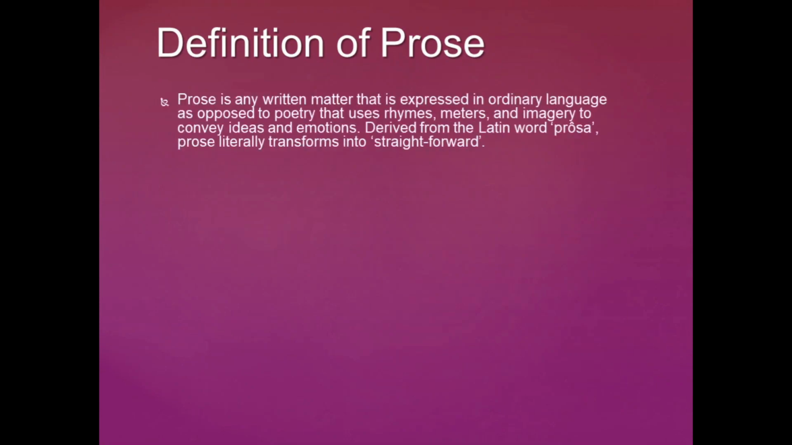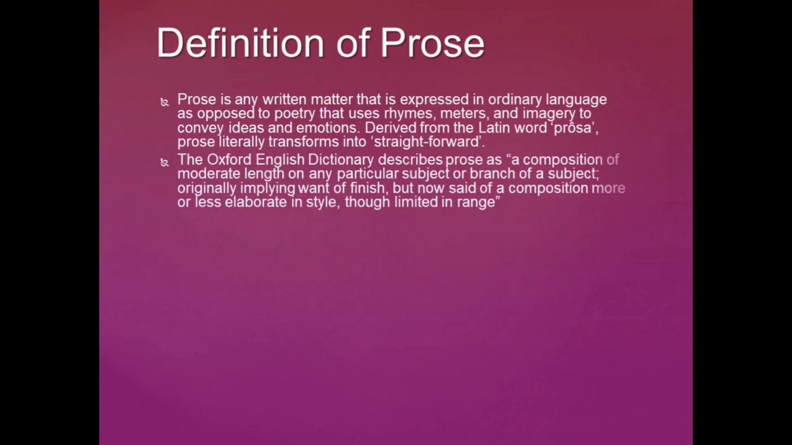When we look at understanding what prose is, it is any written matter that is expressed in ordinary language as opposed to poetry that uses rhyme, meter, imagery to convey the ideas and emotions. Derived from the Latin word prosa, prose literally translates into straightforward expression. The Oxford English Dictionary describes prose as a composition of moderate length on any particular subject or branch of a subject, originally implying want of finish, but now said of a composition more or less elaborate in style, though limited in range.